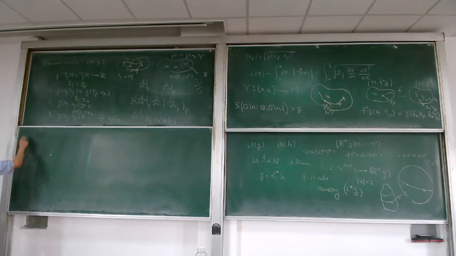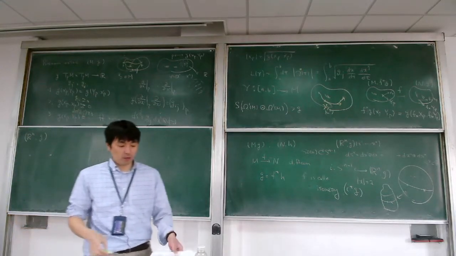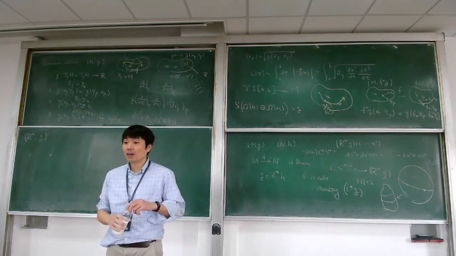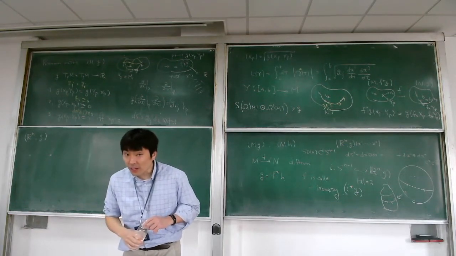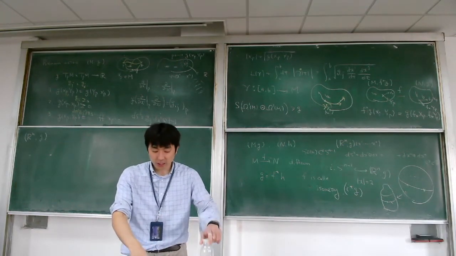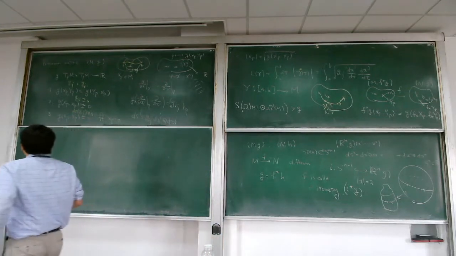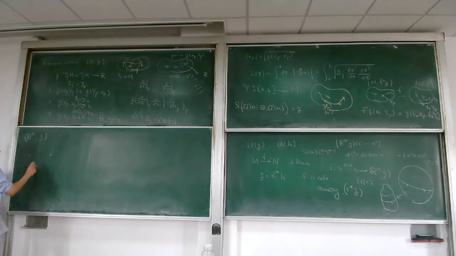Another example of an isometry: on Rn, what kind of isometry can you consider? Translation. Yes, translation. Here the isometries form a group, and one is a map on Rn.